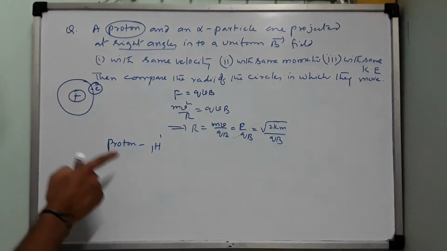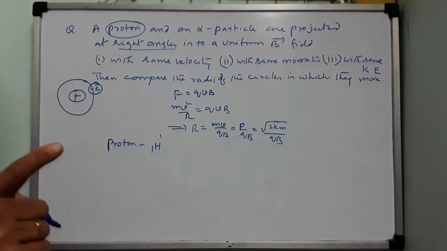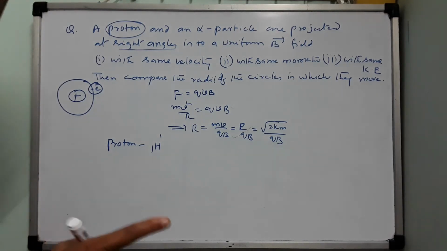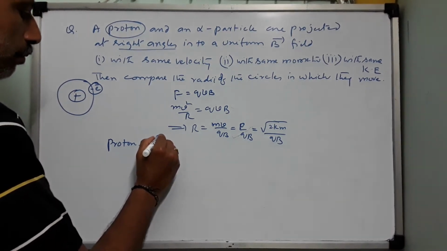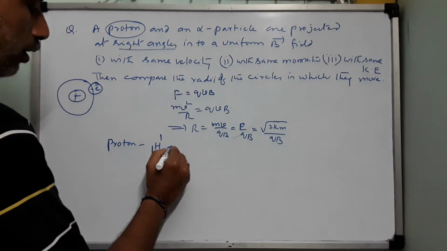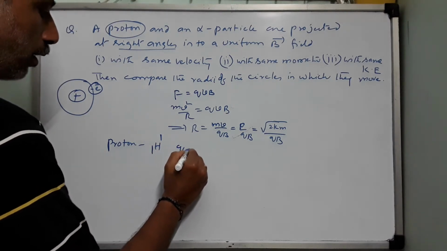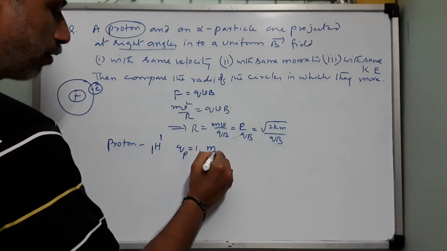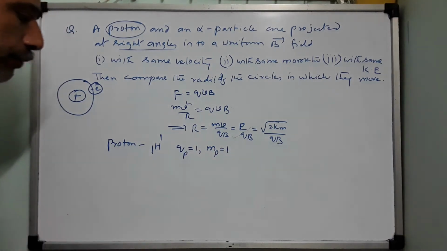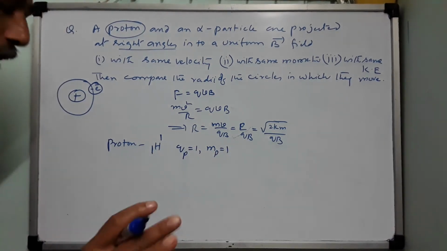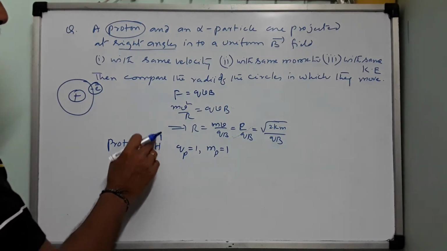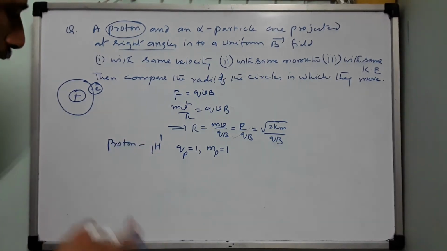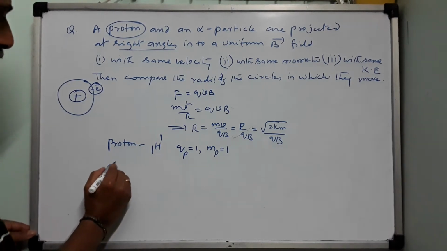So what does proton mean? It is a singly ionized hydrogen atom whose charge number is 1 and mass number is 1. So for this, Q of proton equals 1 and mass of proton equals 1. Am I clear? You have the practice of writing the charge number at the bottom and the mass number on the top in chemistry. The same thing I am following. Then what is an alpha particle?